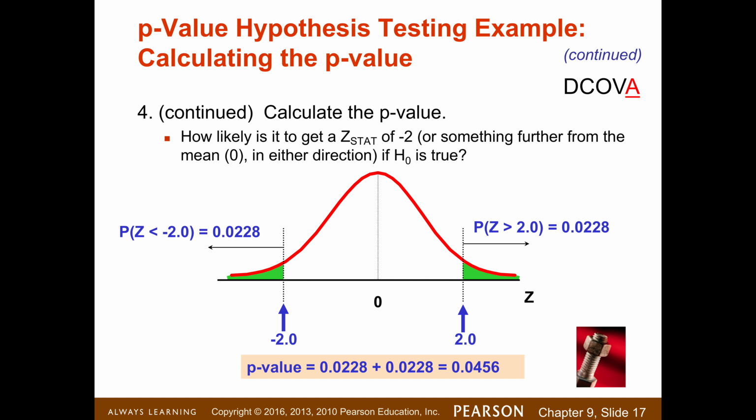Best thing to do is, if your test statistic, in this case -2, is negative, calculate the area to the left. Calculate the area in the tail. If it's +2, calculate the area to the right. So if your test statistic is positive, calculate the area to the right. If your test statistic is negative, calculate the area to the left and multiply by 2. That always gets you the right p-value if you're conducting a two-tailed test.